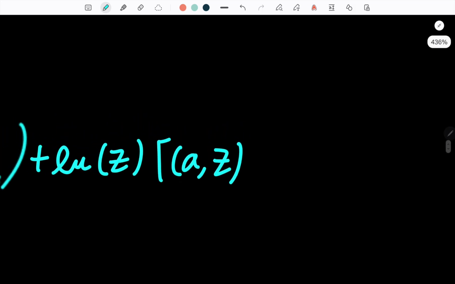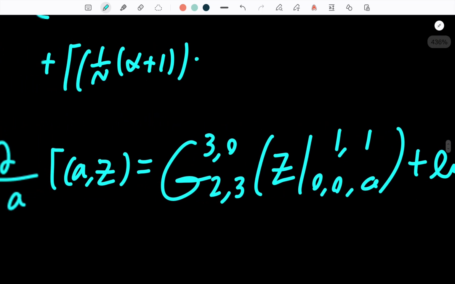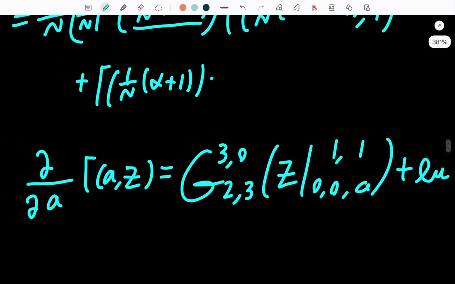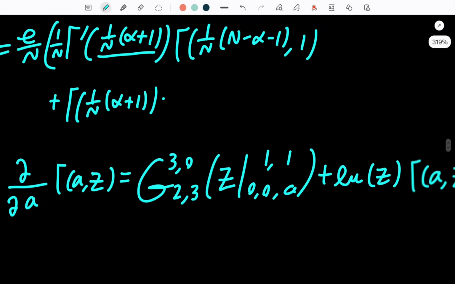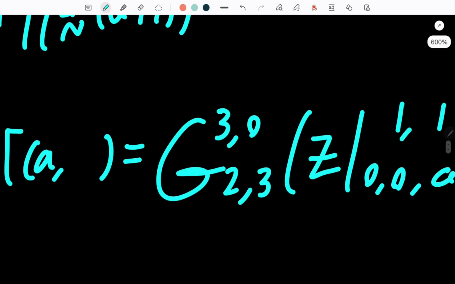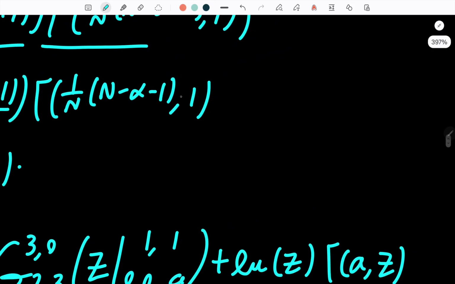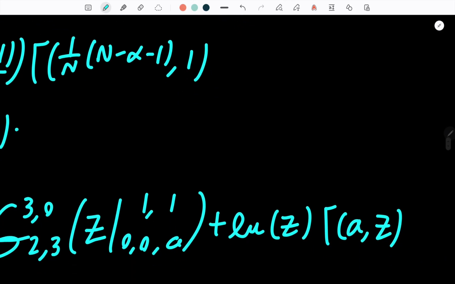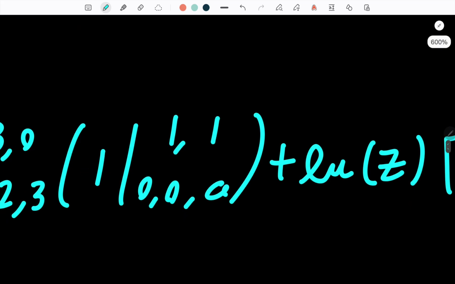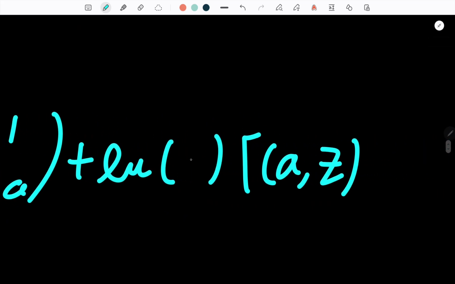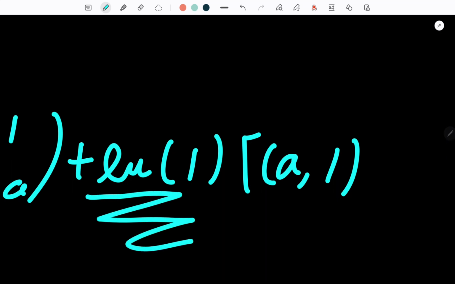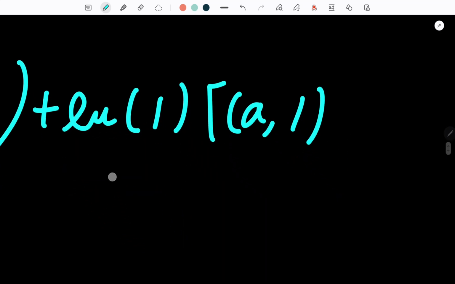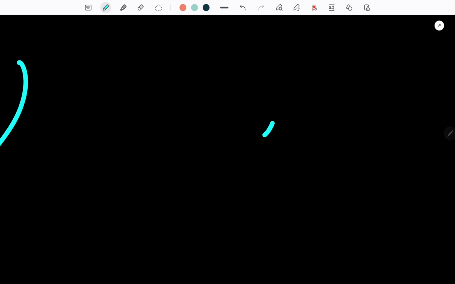So this is the derivative of the incomplete gamma function with respect to a. Now if we let z equal 1, because over here we have a 1 inside of our incomplete gamma function, where z is supposed to be. So we'll plug 1 there, and then 1 here, and then 1 here. But ln of 1 is just going to be 0. Therefore, we can just get rid of this term.